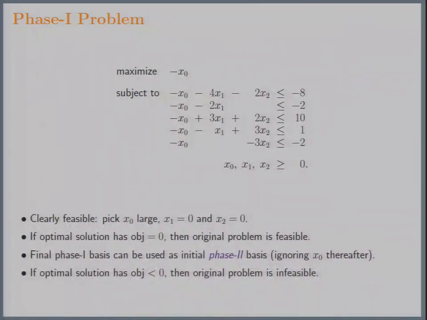If the optimal objective function to this phase 1 problem is strictly less than 0, that means we tried to maximize minus x0, and in the end we didn't get to x0 equal to 0. We got to x0 equal to something positive, so the minus x0 is negative, and that means there is no solution to the original problem. That means the original problem is infeasible.